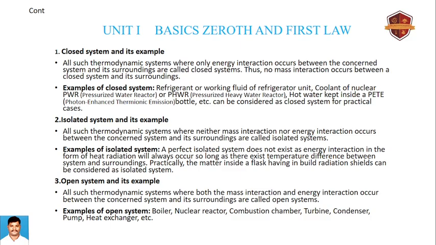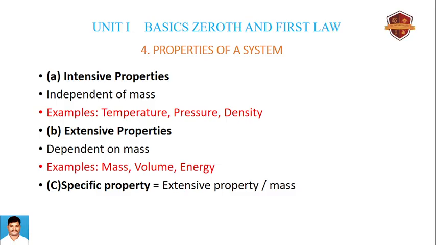Example, turbine, compressor, pumps. Next one is property of a system. There are three categories. First one, extensive properties. They depend on the mass or size of the system. Additive nature. Example, mass, total volume, total energy, enthalpy, entropy. If an extensive property is divided by mass, it becomes intensive. For example, small v equals capital V by m.